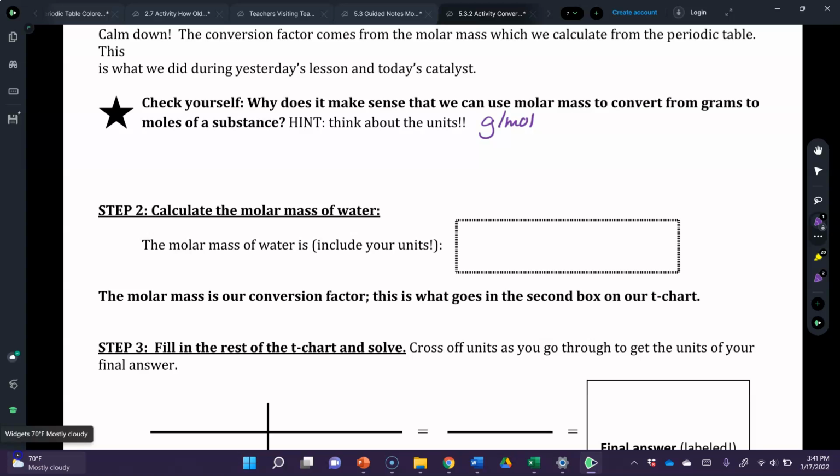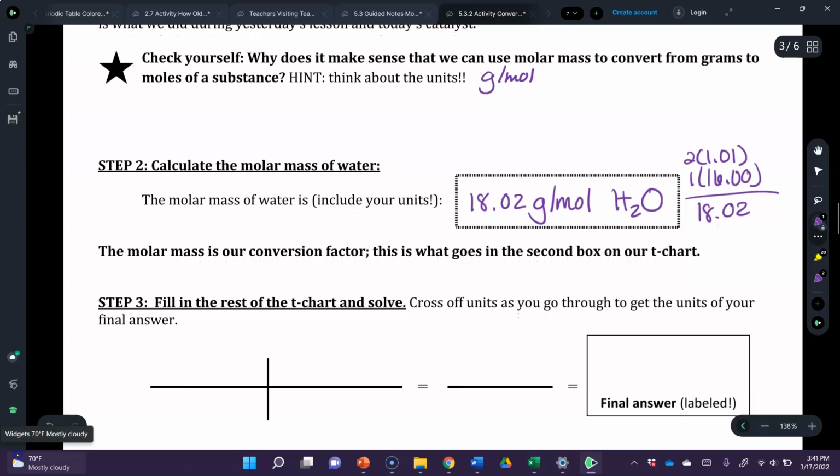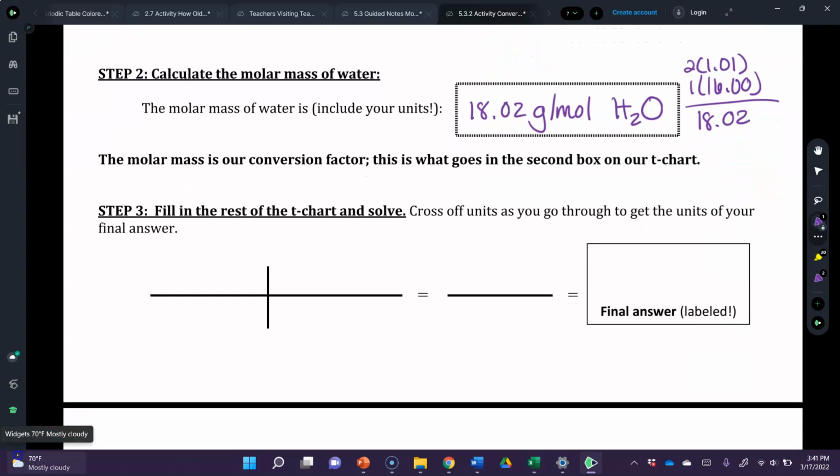So, calculate the molar mass of water. Please show your work. You guys can do that. So, 2 hydrogens plus 1 oxygen. When you multiply and add those together, you should get 18.02. So that means our molar mass of water is 18.02 grams per mole of water. Make sure you are fully labeling your number. So the molar mass is our conversion factor. This is what goes in the second box in our T-chart.